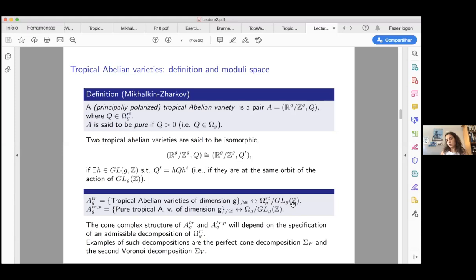And mod out by the action of GL_g(Z). And so this is just as a set. In order to give this set a structure of generalized cone complex, again, what we have to specify is an admissible decomposition of the cone Omega_g rational. So today we're going to see two such decompositions.